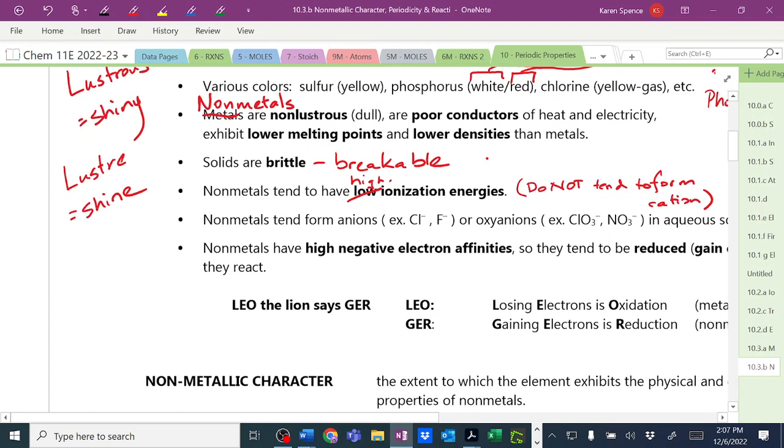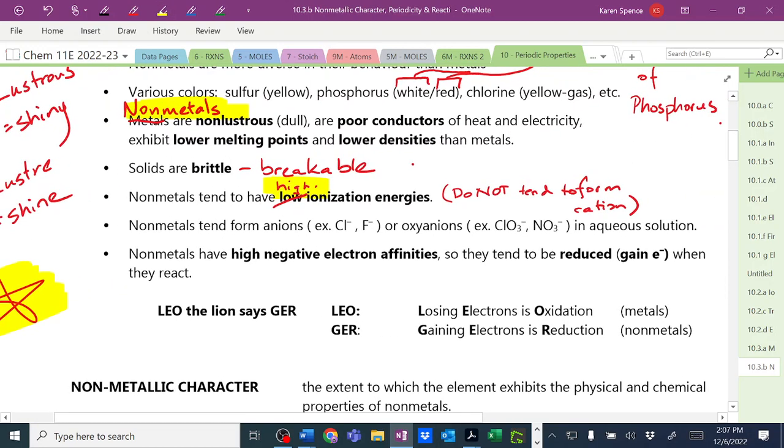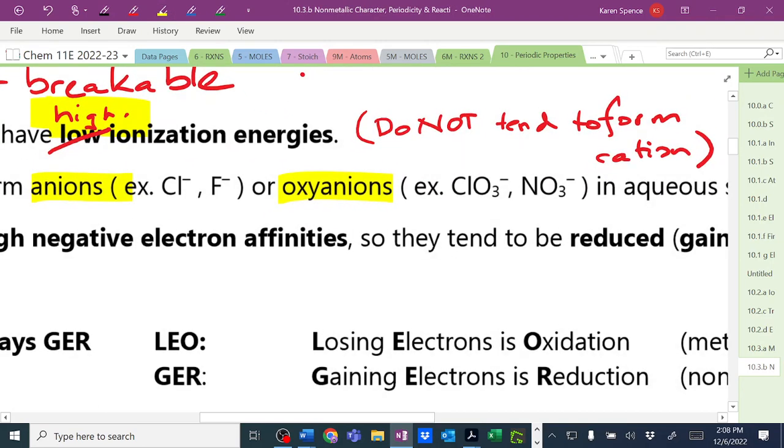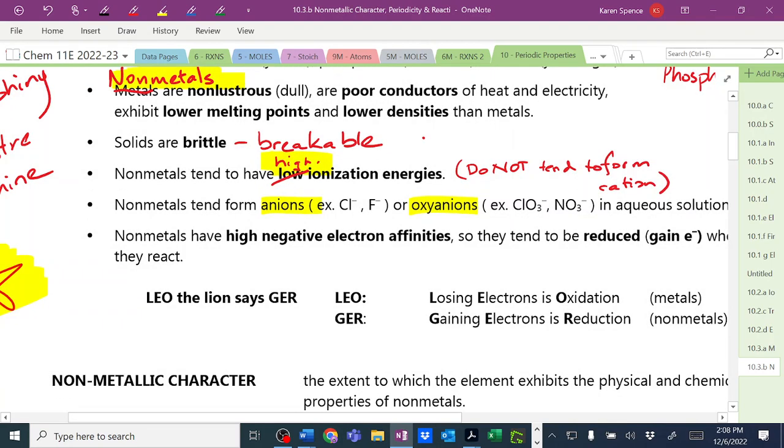They do not tend to form cations. Per unit volume. It's just kind of combining Zeff and ion size together. Okay. Nonmetals tend to form what kind of ions? They do not tend to form cations, they tend to form anions. Or sometimes oxyanions, like ClO3 or NO3 in solution. Don't get too excited about anything there, it's just sort of there because it was on the list.